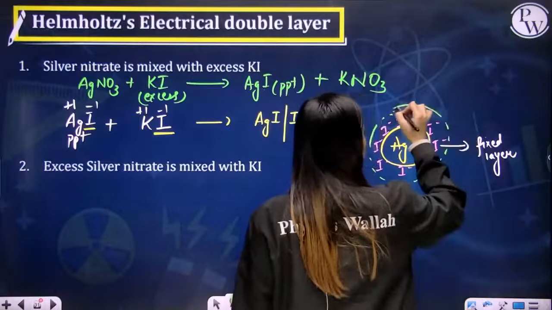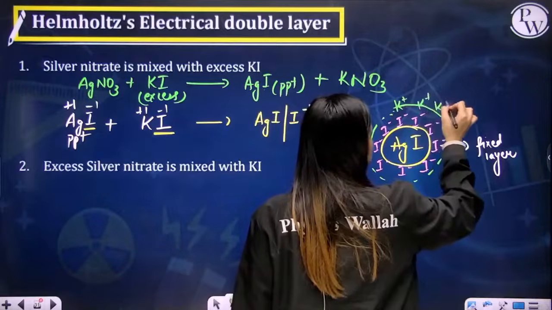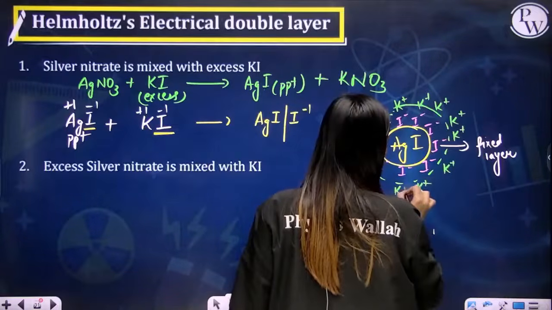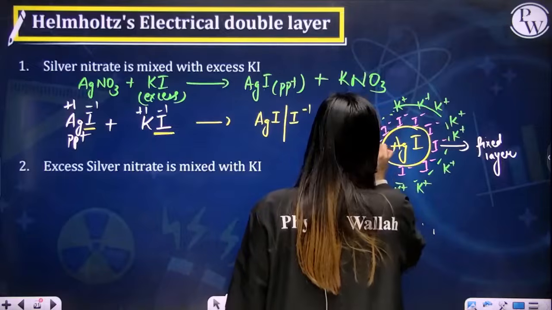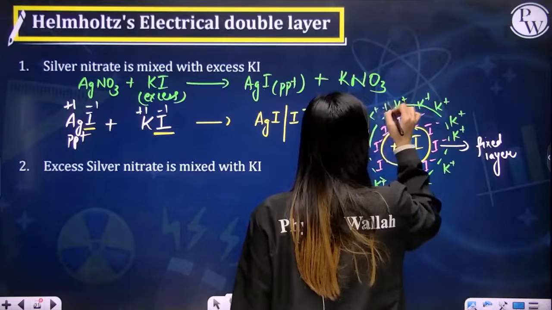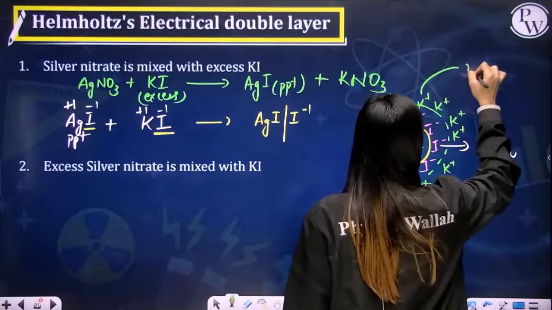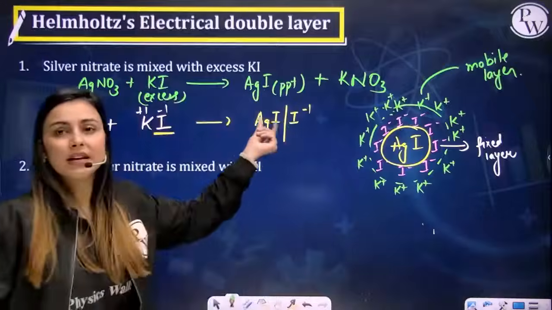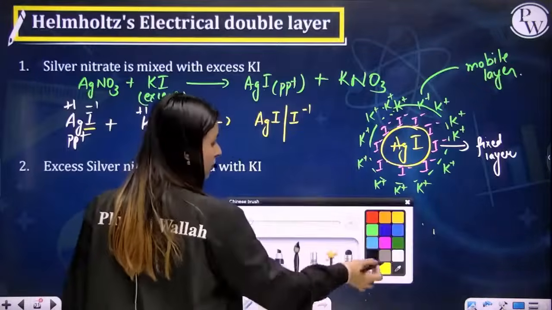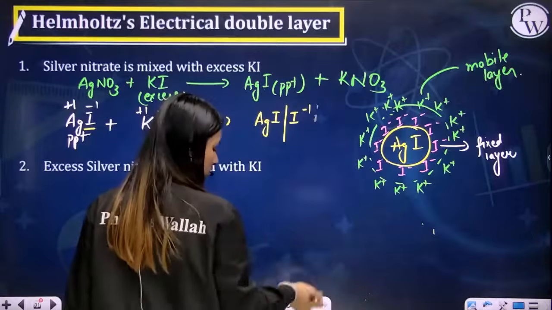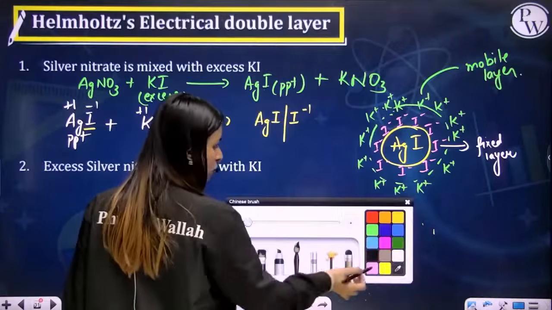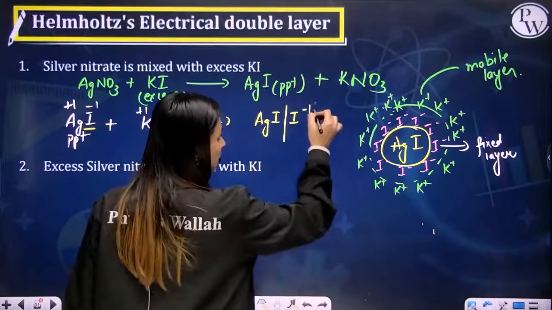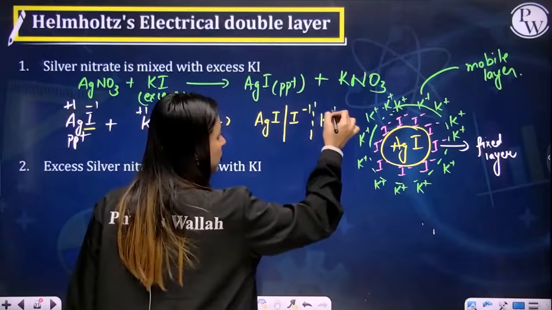Since it is negatively charged and K plus is positively charged, it forms a layer above it in this way. But since it is a second layer, it is a mobile layer. So I'll say that K plus is a mobile layer. And how can you show this mobile layer here? You can just draw a line like this, and you can write K plus.